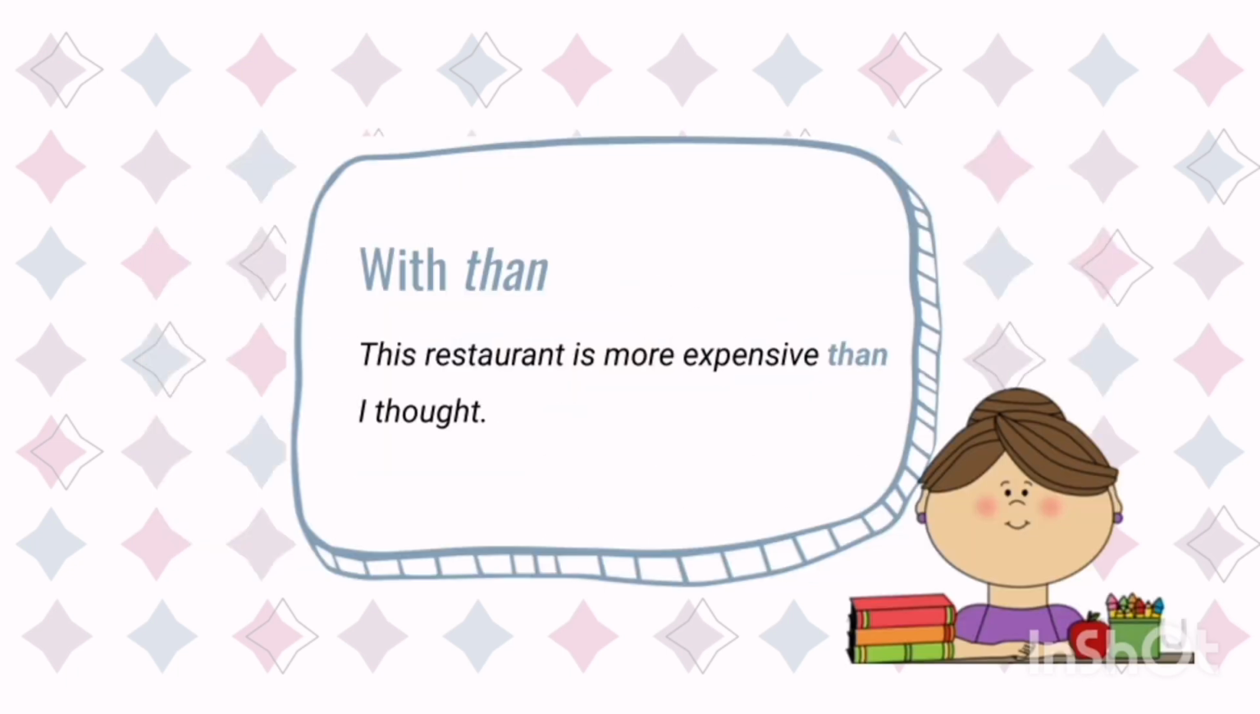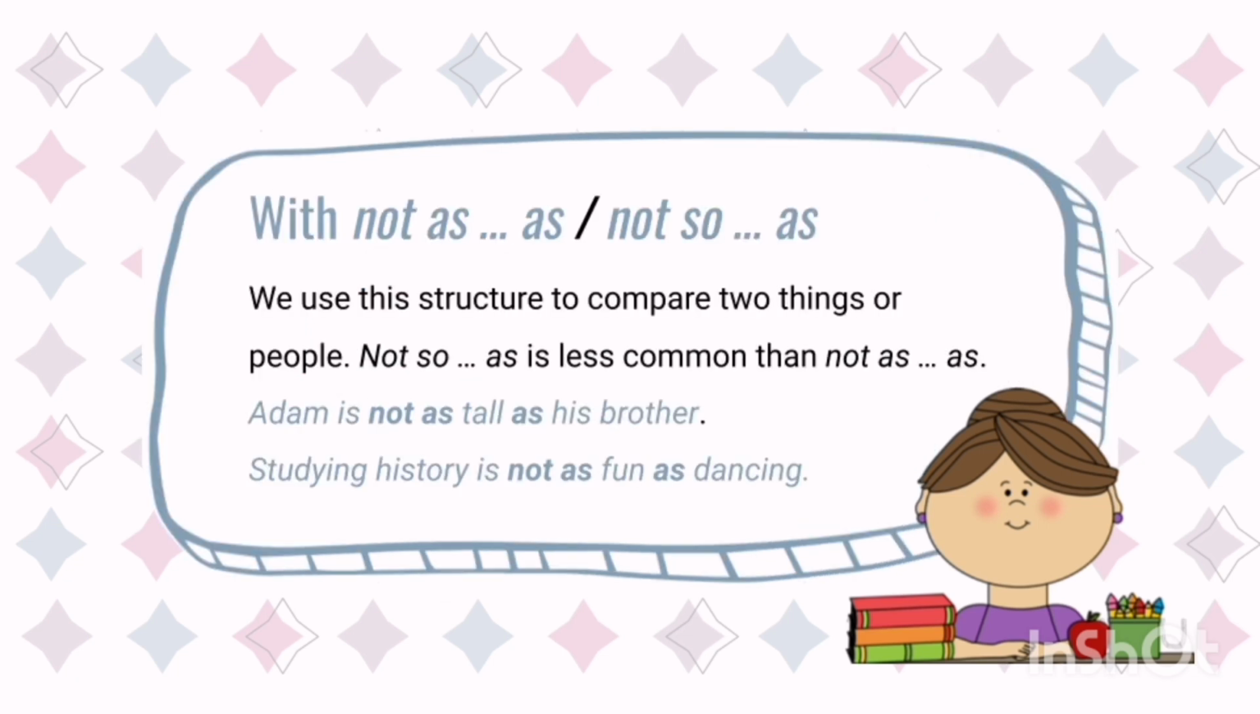There are also comparative clauses, for example, with than. This restaurant is more expensive than I thought. With not as, or not so as. We use this structure to compare two things or people. Not so as is less common than not as. For example, we can say, Adam is not as tall as his brother.